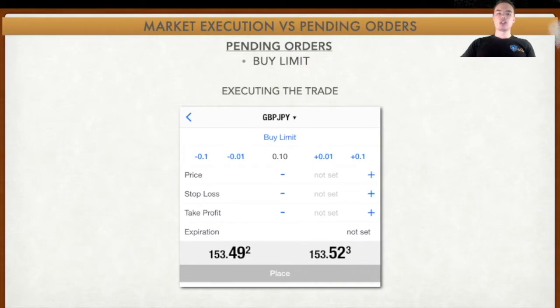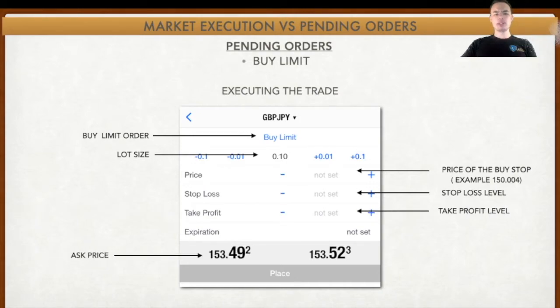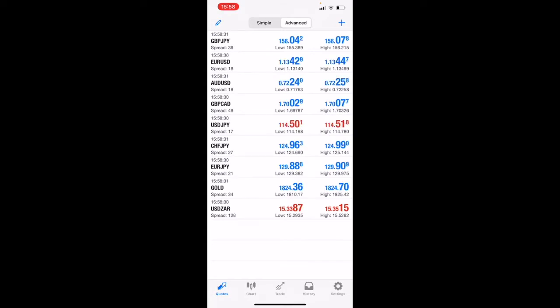So how you'd enter, it wouldn't be a sell stop or buy stop. You would enter a buy limit order. Change your lot size to what you're using. This is where your price would be entered at. For example, 150.004. Stop loss, take profit, okay? Don't worry about the expiration, that's nothing important. Your ask price and your bid price, and then that's where you would play. This is an example of a buy limit.